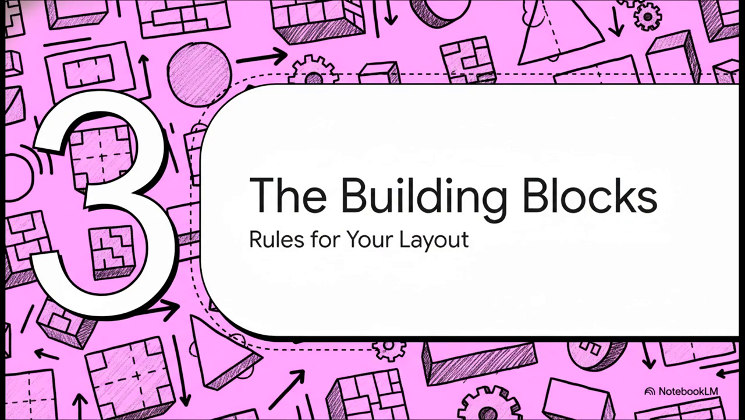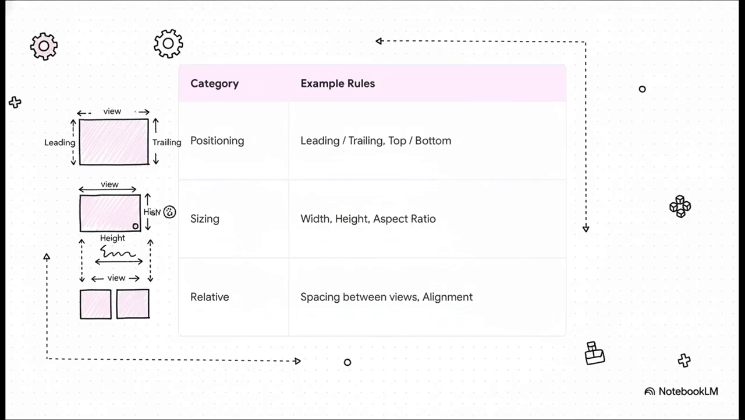So, knowing that process, let's zoom in on the most important part for us, the building blocks, the constraints themselves. Think of these as the vocabulary we use to talk to that layout engine. Mastering these is really the key to mastering modern iOS development. The rules we can create really fall into 3 main buckets. First, you've got positioning. This is where you say things like pin this to the leading or left edge of the screen.